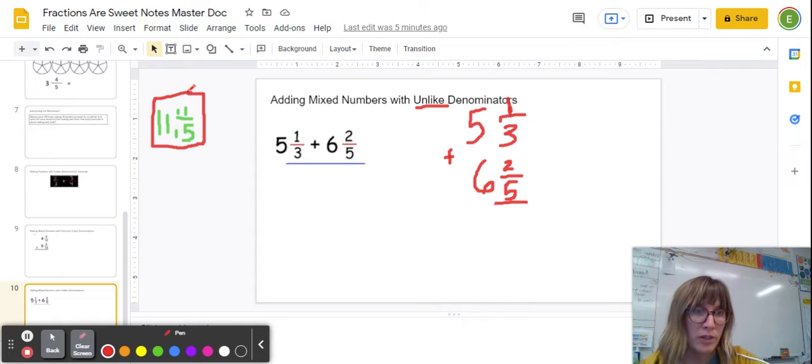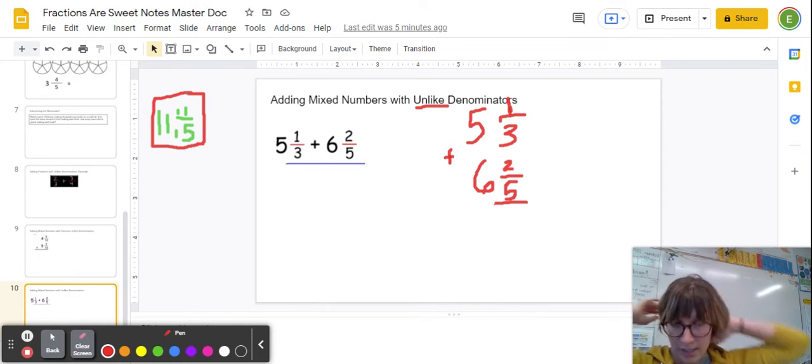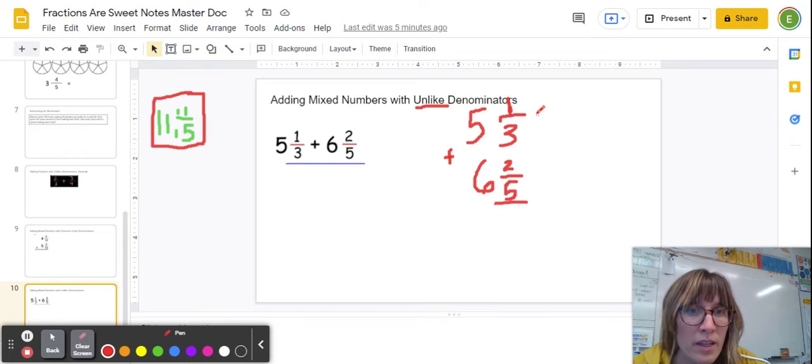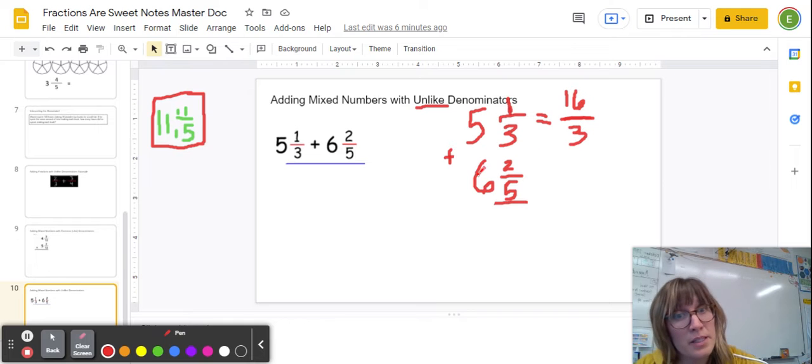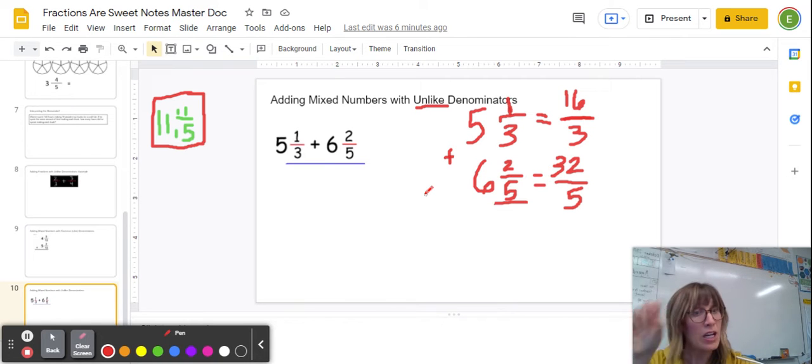So I'm just going to put that over here, and we're going to use that other strategy of converting into an improper fraction and see if we end up with the same thing. So to do this, we'll say, all right, 5 times 3 is 15 plus 1 is 16 thirds. And then 6 times 5 is 30 plus 2 is 32 fifths. So now we have converted these, and now we don't have any wholes and fractions. We just have improper fractions. So our common denominator will be the next step.